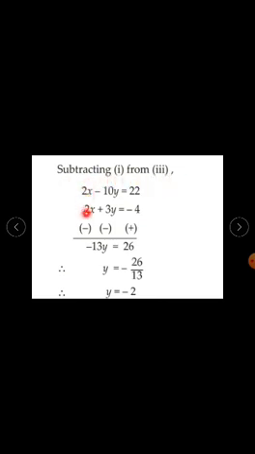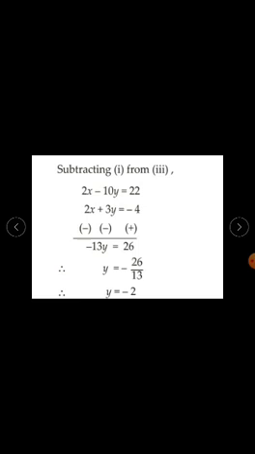So, 2x minus 2x is 0. Minus 10y minus 3y is minus 13y, equal to 22 plus 4, which is 26. So, minus 13y equal to 26. Therefore, y equal to 26 upon minus 13. Therefore, y equal to minus 2.